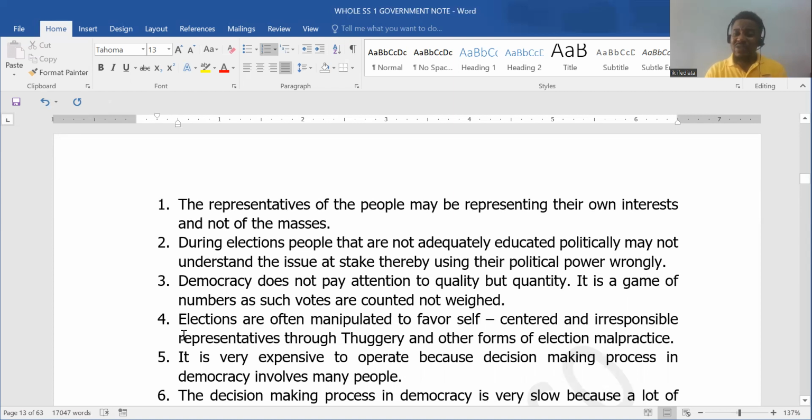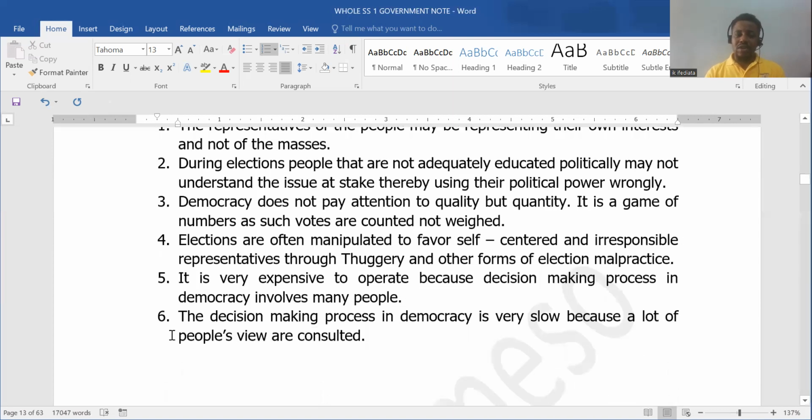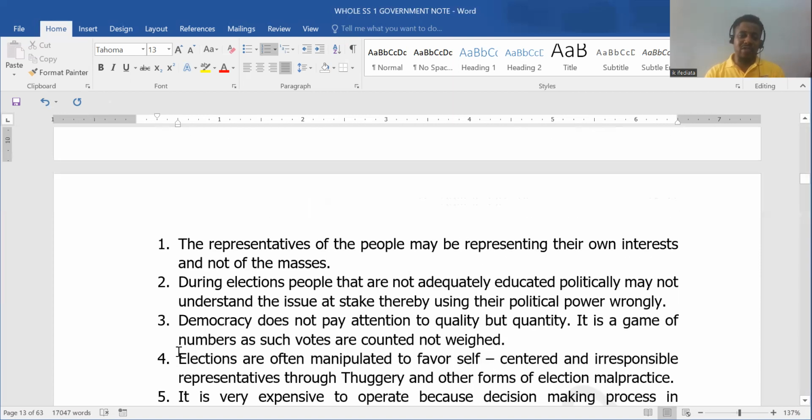Now, it is very expensive to operate. Imagine voting in 774 local governments. We're not even talking about how many polling booths we have in these local governments. The decision-making process is very slow because there are a lot of people to consult in democracy. Look, we have two lawmaking houses, and we have states with their own lawmaking houses too. So a lot of people are involved in the decision-making process, and it can slow down the art of making decisions, right? So I'm going to rest my case here.